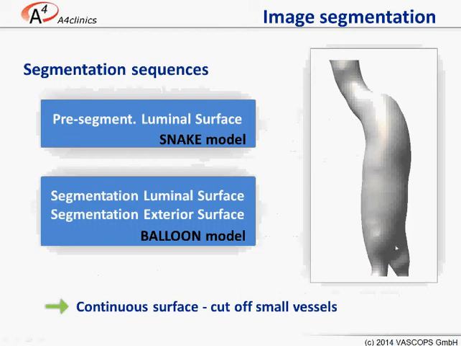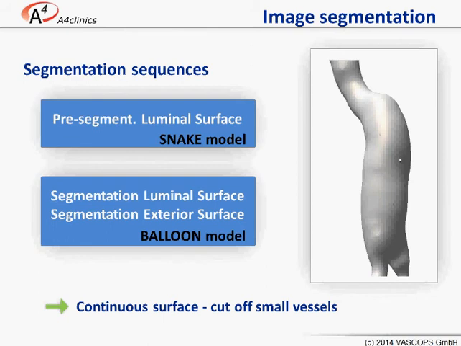Now, the concept of deformable model has been implemented through a pre-segmentation using snake models. So that's a two-dimensional segmentation step where slice by slice the lumen or the exterior surface is segmented, and then we have the segmentation of the luminal surface and the final segmentation of the exterior surface by using a balloon model. So a balloon model is a three-dimensional active segmentation model, and you see such a model here.